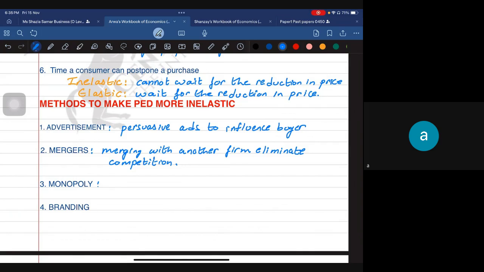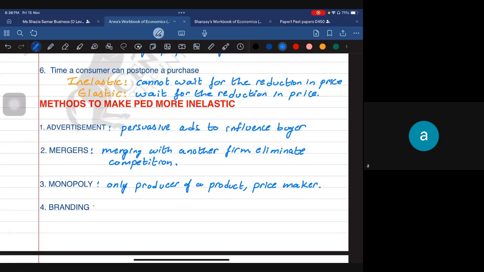Monopoly, again the same thing as the merger. There will not be competitors in the market. It's going to be just that one business producing the product. So there are no substitutes, there's no option for consumers, and they would have to spend on that business. So that business is going to have inelastic demand. Exactly. As the only producer of a product, they are going to charge a price because they know that they can exploit the consumer, because the consumers do not have any other substitute available to them.